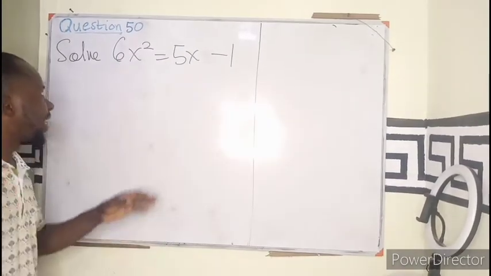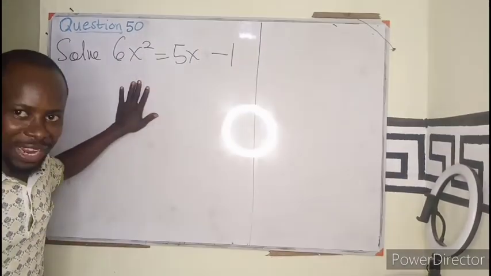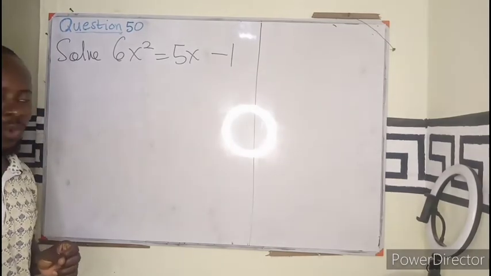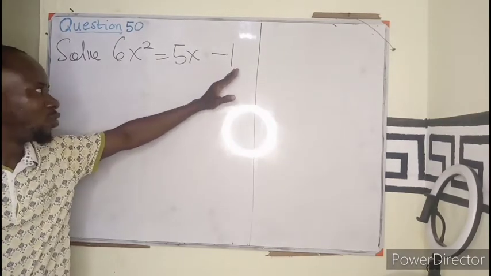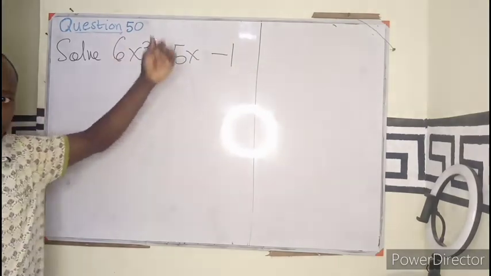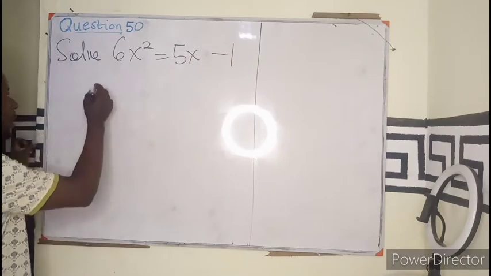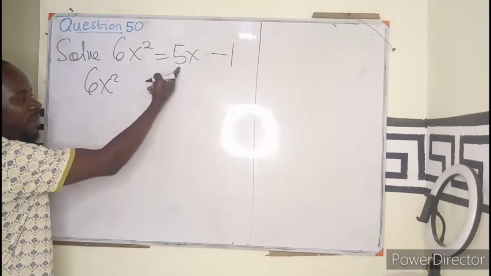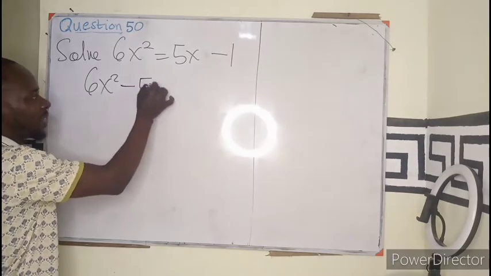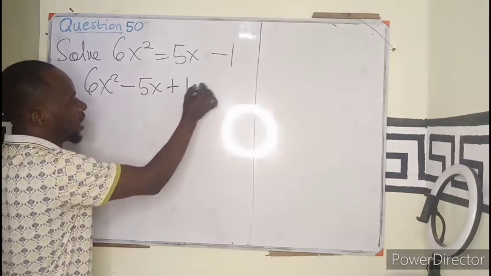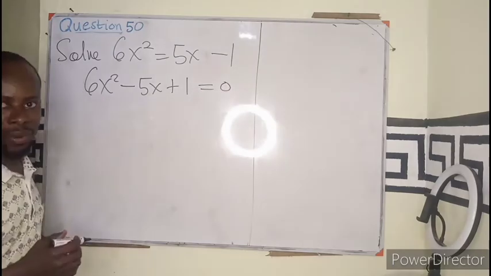Okay, you can see that they leave the smallest for the last. So this is also a quadratic equation, but we are having two sides whereby we need to shift all these terms to the left to have only 0. So this becomes 6x squared, positive 5x is coming, so minus 5x. This is coming as positive, so it becomes plus 1 equals 0.